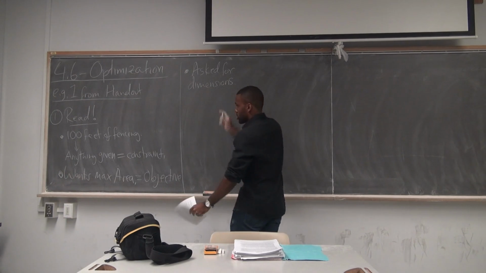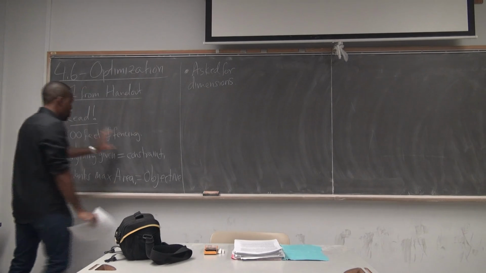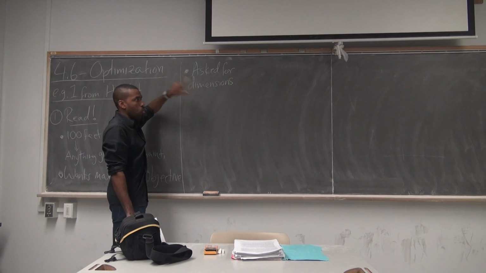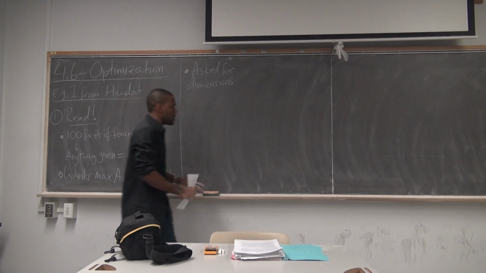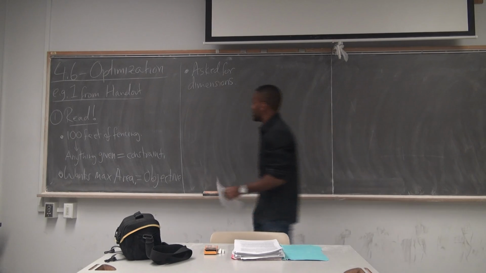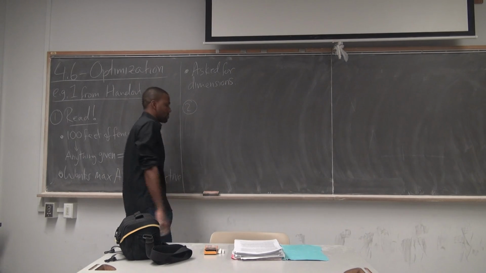So when you read, those are the things you want to pick out. You want to figure out who's the constraint, who's the objective, and what exactly should the answer be. What do you need me to tell you? Right? So those are the 3 things you're looking for when you read the problem carefully. Okay. So now step 2.